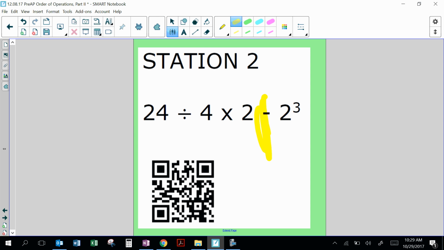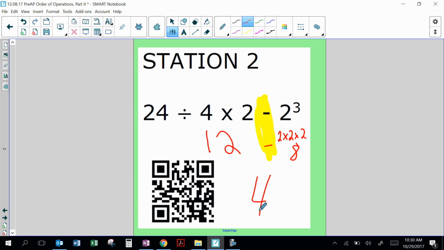This is the operator right here. So we have a left term and a right term. In the left term, 24 divided by 4 is 6, times 2 is 12. On the right term, exponent. You write the factor 2 three times, because remember, exponent is just repeated multiplication. 2 times 2 times 2. 2 times 2 is 4, times 2 is 8. 12 minus 8 is 4.